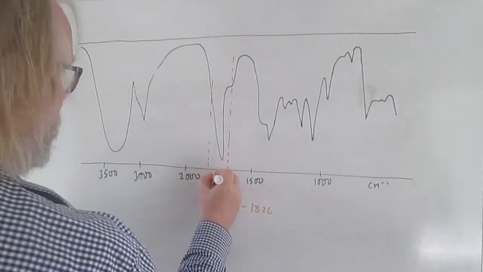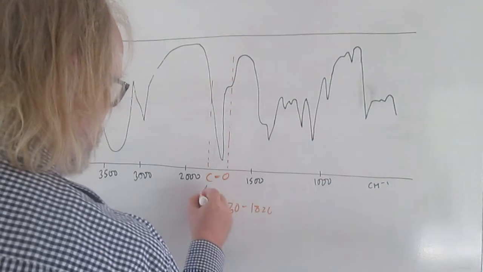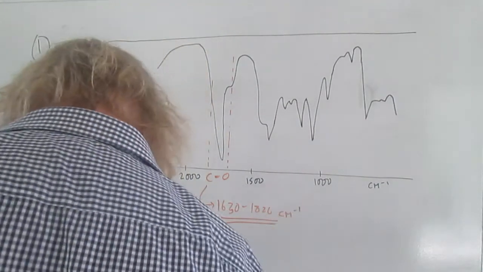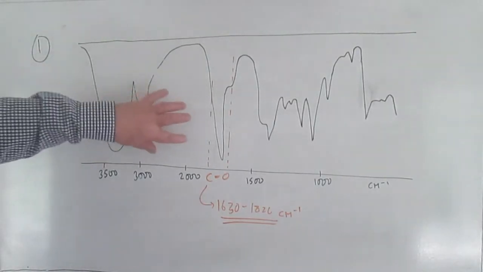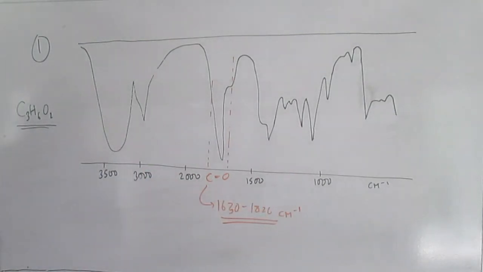So you can say this is C double bond O, but you must quote those numbers from the datasheet when you're doing that. So you say the structure clearly contains a C double bond O group as shown by the peak at 1630 to 1820.